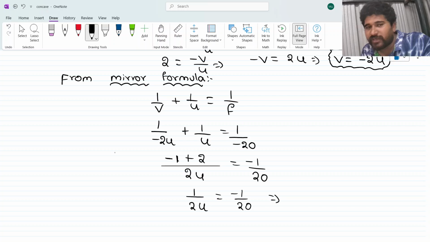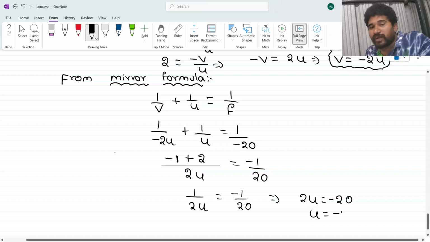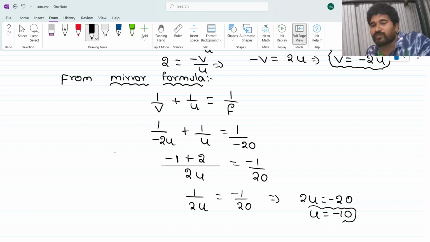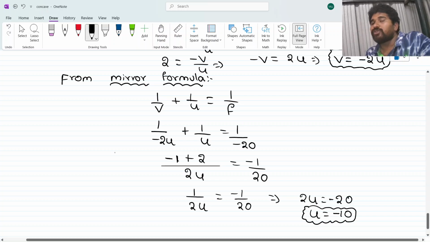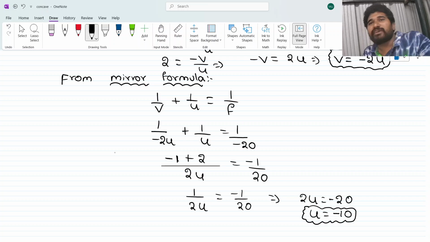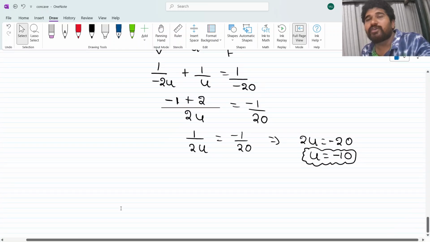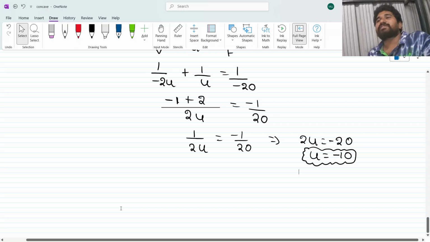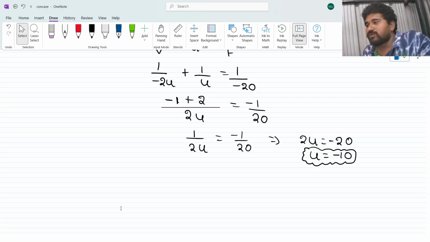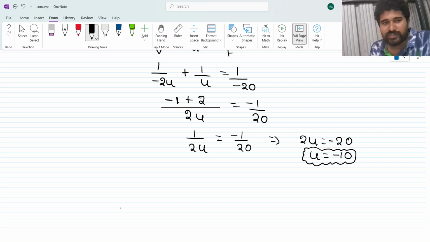Here cross multiply. What will it be? 2U equal to minus 20. U is equal to minus 10. Where should the object be placed? 10 centimeter in front of the mirror, or else 10 centimeters from the pole. You have to tell 10 centimeter from the pole. Clear? Is that clear? Shall we write the conclusion?